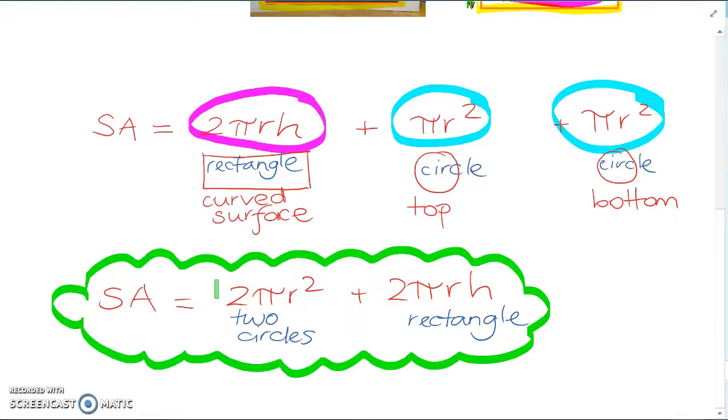What if you can put your arm through it? Well, then you don't have any of those. And if you can put your arm through it, it's 2 pi rh. So they're the things we have to consider when we're working surface area of a cylinder.